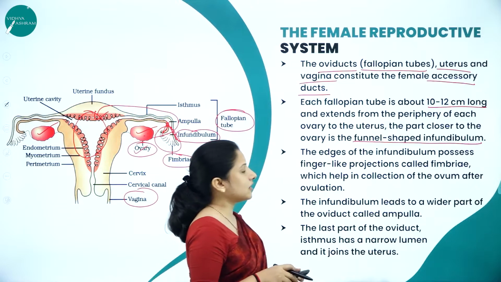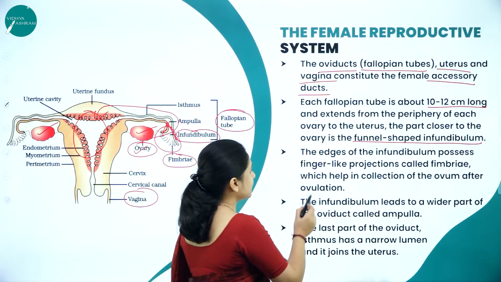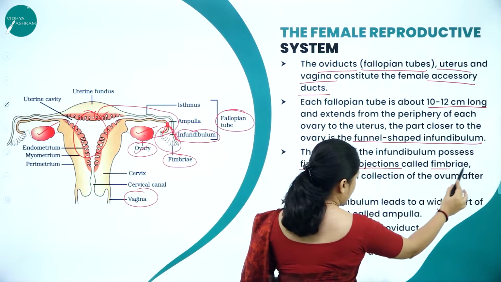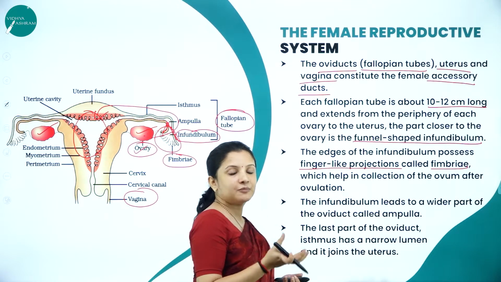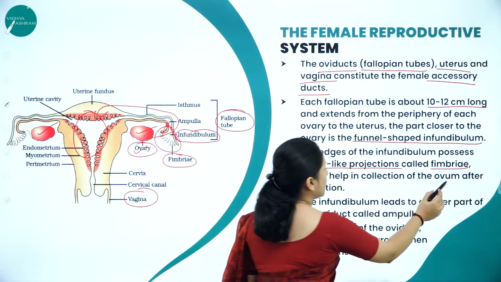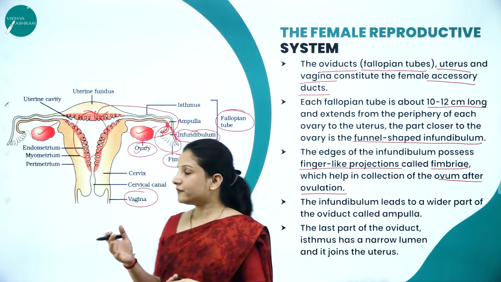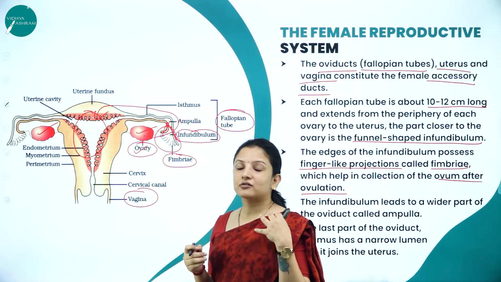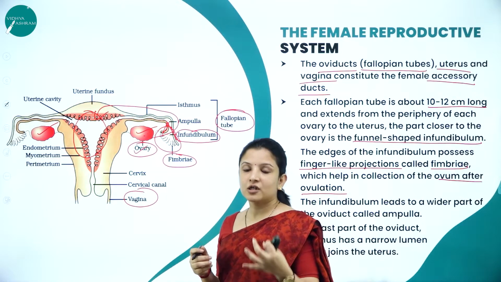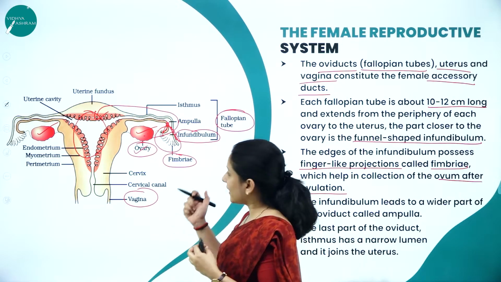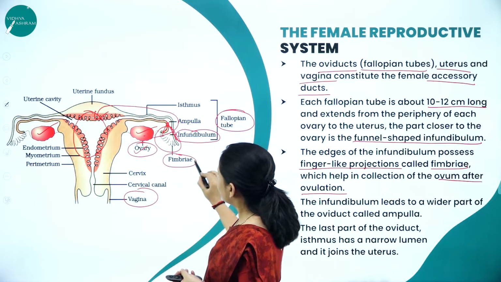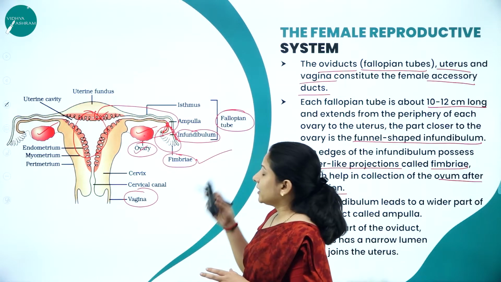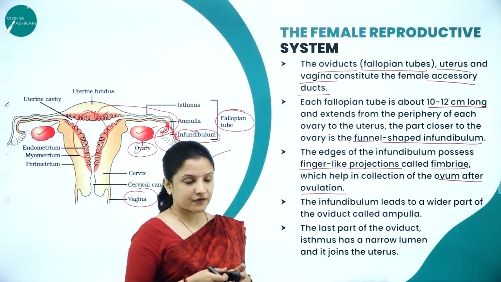The edges of the infundibulum have finger-like projections called fimbriae, and these fimbriae help in the collection of the ovum after ovulation. From the ovary, the ova or eggs will be produced. Those eggs have to be collected, and that collection is done by these finger-like projections called fimbriae, which are part of the infundibulum. So that is the function of the fimbriae.